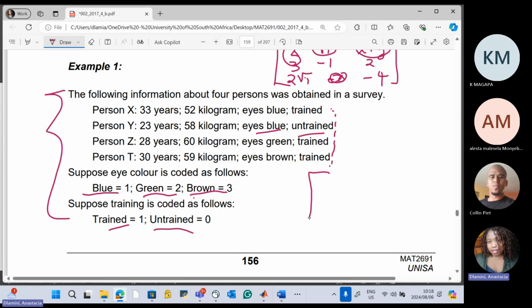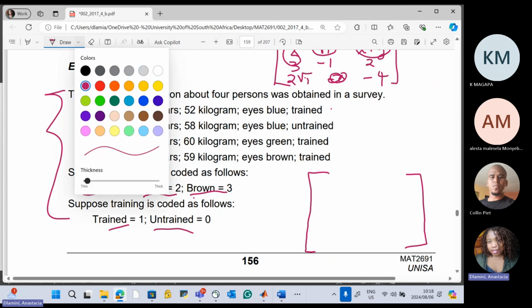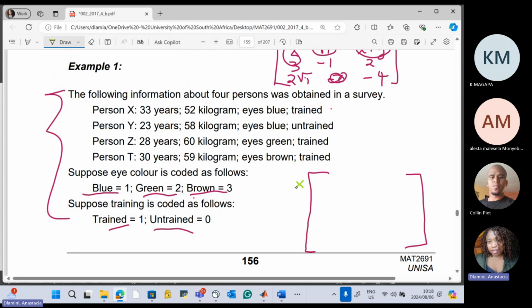So we write the rectangular array. The vertical part will be the person. Let me choose a different color. This part here will be person X, and then you have information for person X. This will be person Y, information for person Y. This will be information for person Z, and this, information for person T.